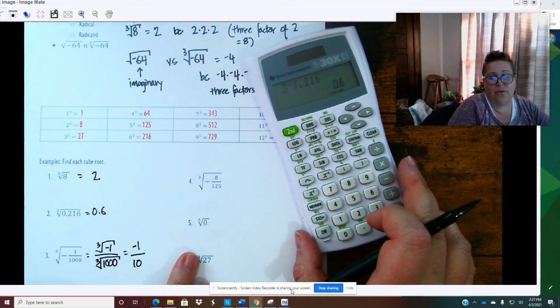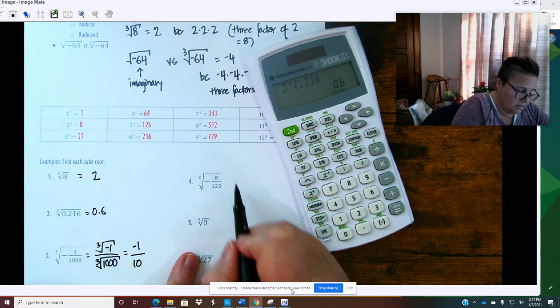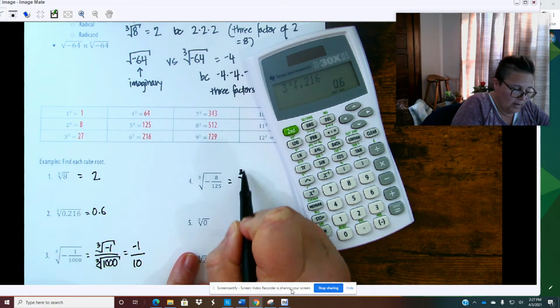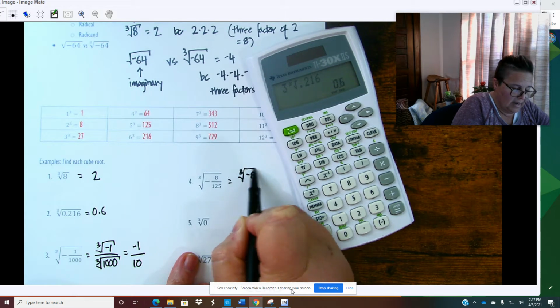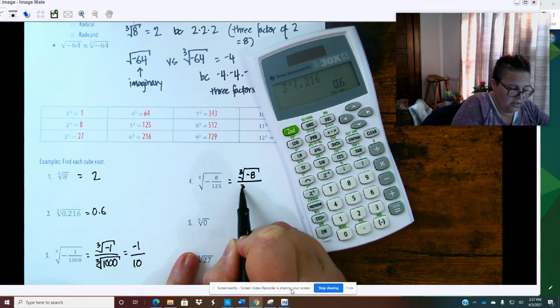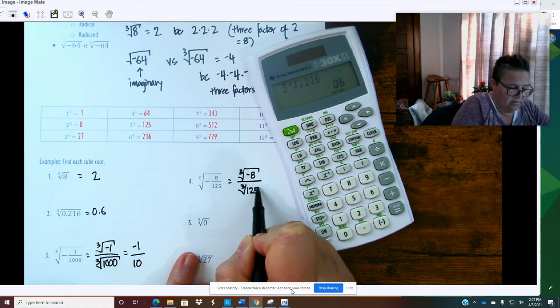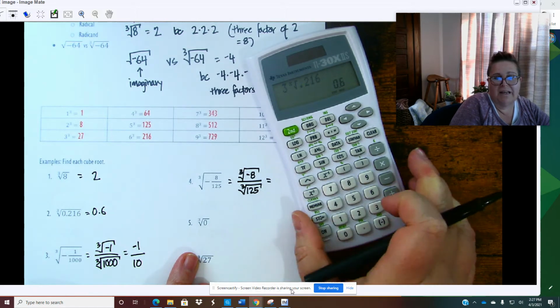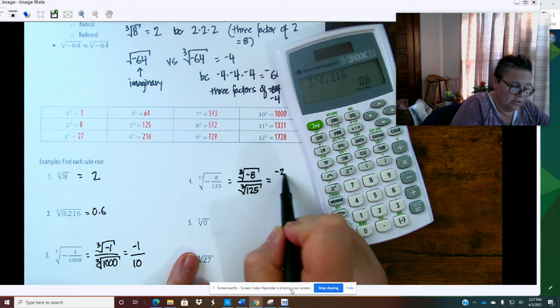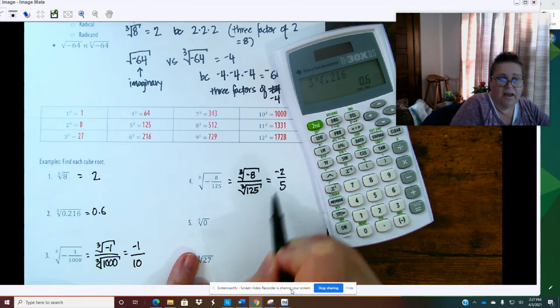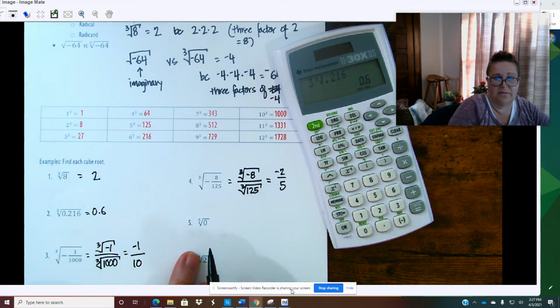So for number 4, I have the cube root. I can rewrite this as the cube root of a negative 8 over the cube root of 125. The cube root of a negative 8 is negative 2. The cube root of 125 is 5. So this would be a negative 2/5.